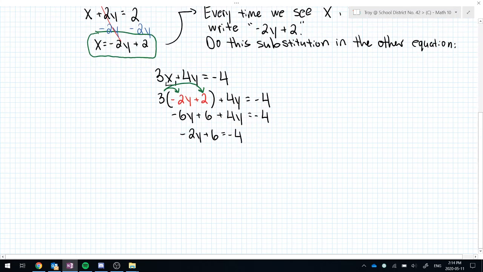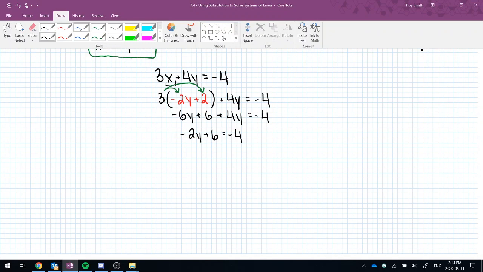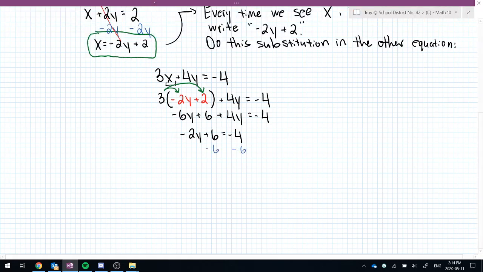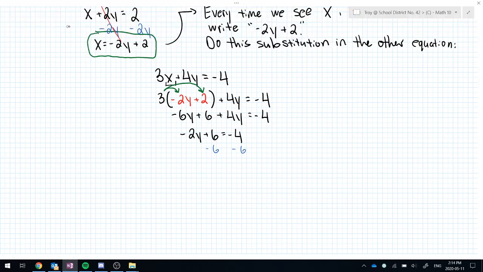We want to get that y by itself. So let's get rid of that positive 6 by subtracting 6. So that goes to 0. Then we have negative 2y still, that doesn't change. And on this side we had negative 4 minus 6, so that's negative 10.